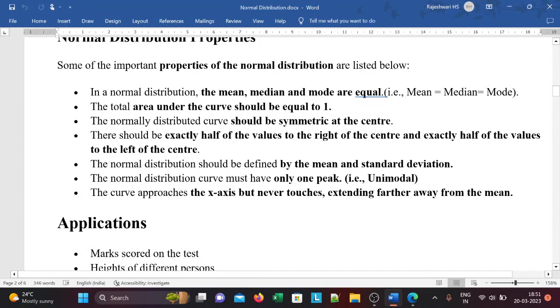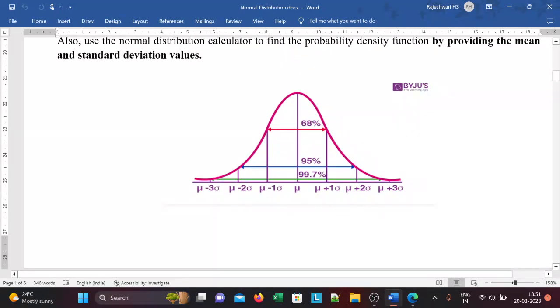It should be symmetric at the center. So the normal distribution bell-shaped curve should be symmetric. If we fold it at the center, these two lines should match each other. It cannot vary. If it varies, then we are going to call it a skewed one.